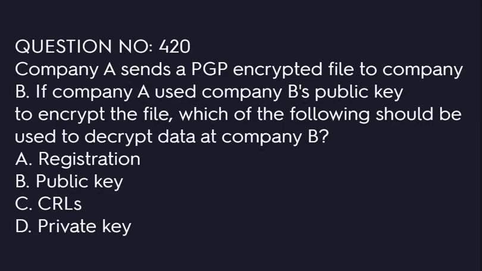Question no. 420. Company A sends a PGP encrypted file to Company B. If Company A used Company B's public key to encrypt the file, which of the following should be used to decrypt data at Company B? A. Registration. B. Public key. C. CRLs. D. Private key. D.